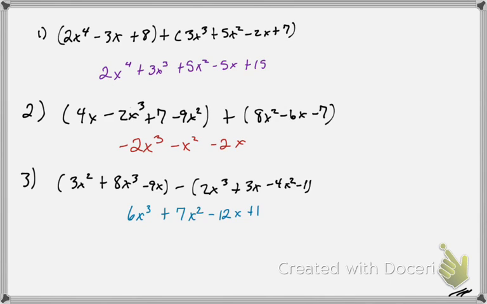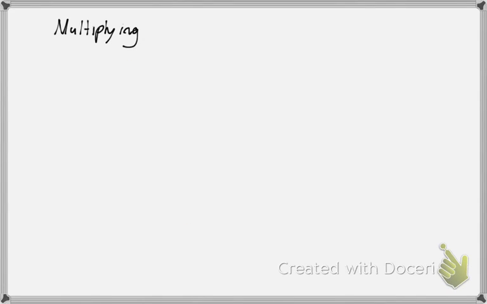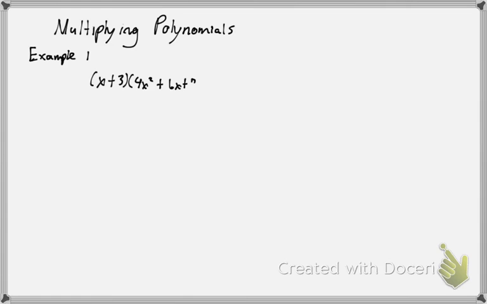The next big process we need to make sure we know is multiplying. Now with multiplying, just like with complex numbers, I'm going to use a Punnett square to help me organize my process. So for example 1, I've got x plus 3 times 4x squared plus 6x plus 7.